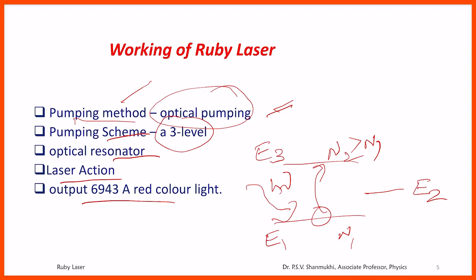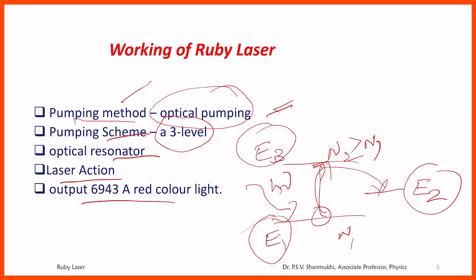As usual, initially the ions or atoms lie in the ground state. They absorb the photon energy and go to the excited state. Afterwards, some transitions must be possible. What are those transitions? From E3 to E1 or E3 to E2. Already we know that in the case of a 3-level pumping scheme, the E3 to E2 transition is forbidden. Anyhow, the ions will come to the metastable state E2.